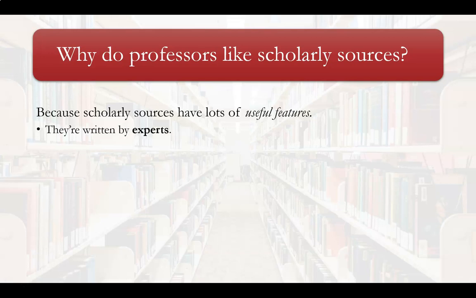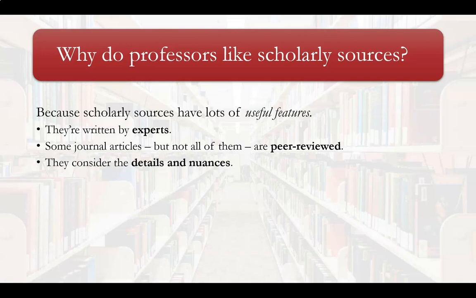One feature is that, by definition, they're written by experts. The authors know what they're talking about. Another useful feature is that most journal articles, not all of them, but more than 90%, are peer-reviewed. What that means is that before they were even published, they were reviewed by other experts. So you have the peace of mind of knowing that not only was it written by an expert, but also it passed the review of other experts before being published.